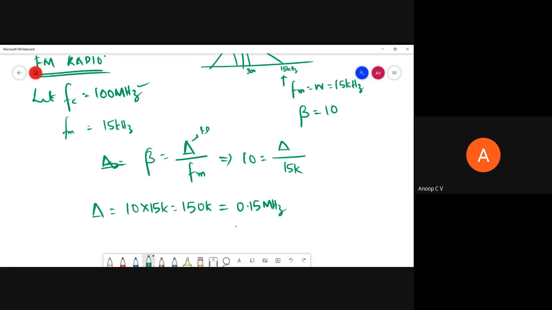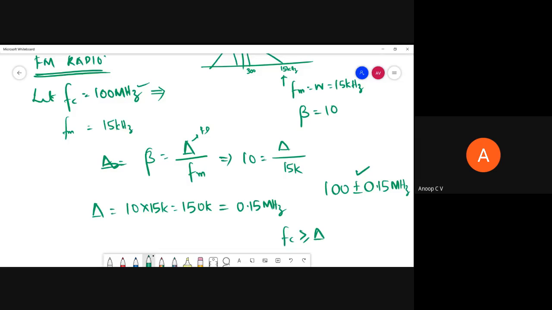What does that mean? If you are using a carrier frequency equal to 100 megahertz, the FM modulated signal will have frequency 100 plus or minus 0.15 megahertz. The maximum frequency content will be 100.15 megahertz. Minimum frequency content will be, sorry, 99.85 megahertz. So our condition is fc should be greater than or equal to delta. That condition is easily satisfied here.